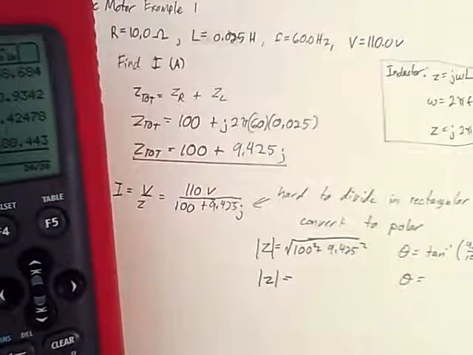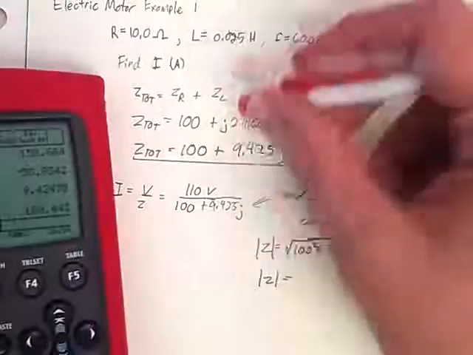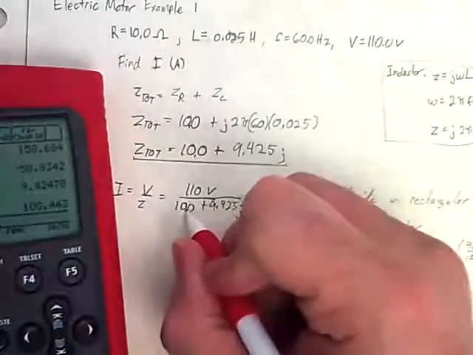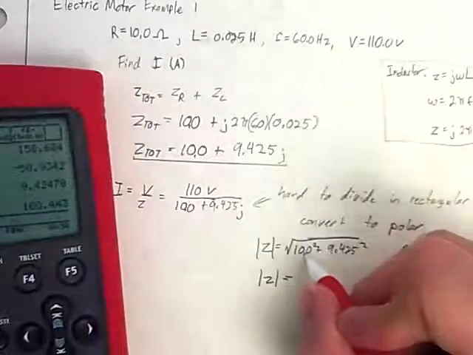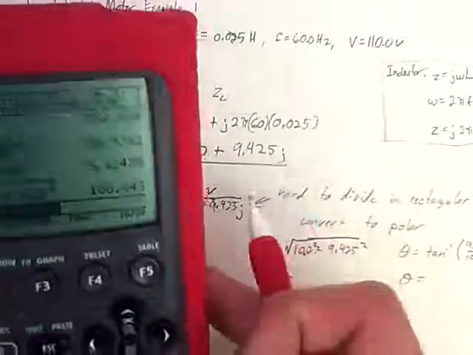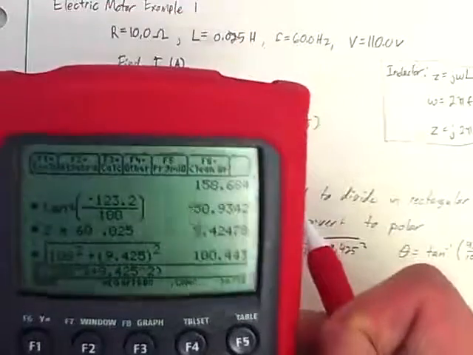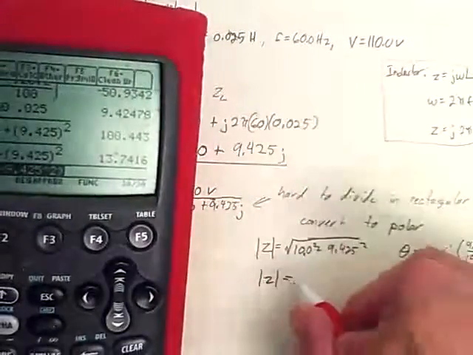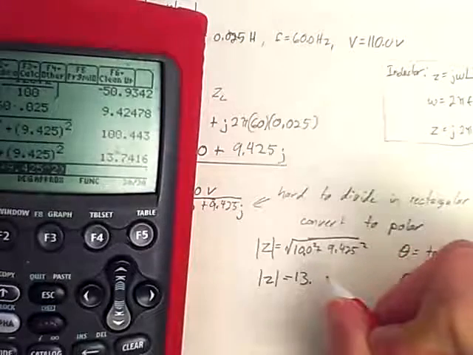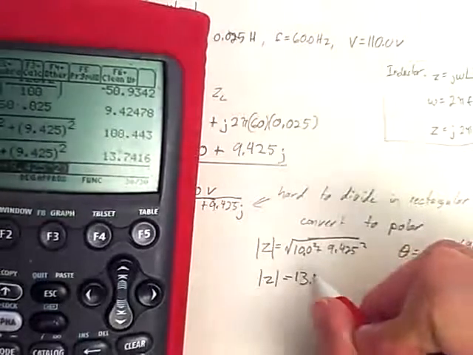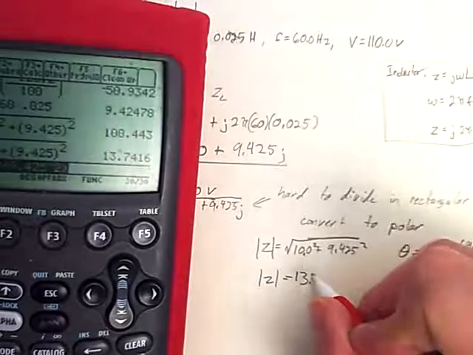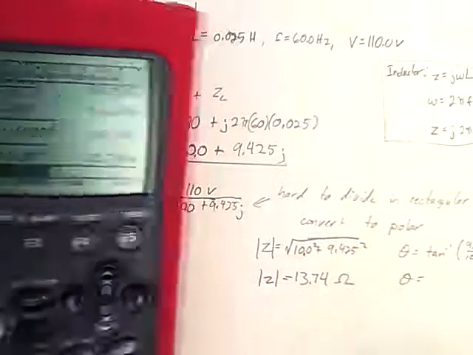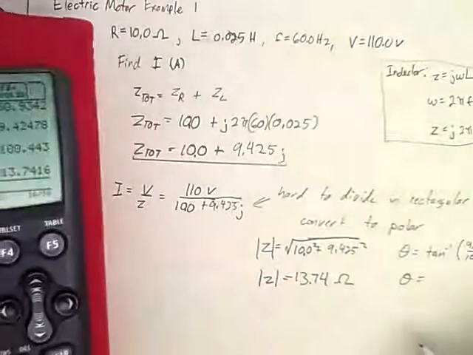I'm sorry, I wrote down the wrong number for the resistance. The resistance is 10, not 100. Fortunately, that hasn't caused us any real problems yet. Put the decimal point back in its spot. So what I actually get is 13.74 ohms is the magnitude of Z.